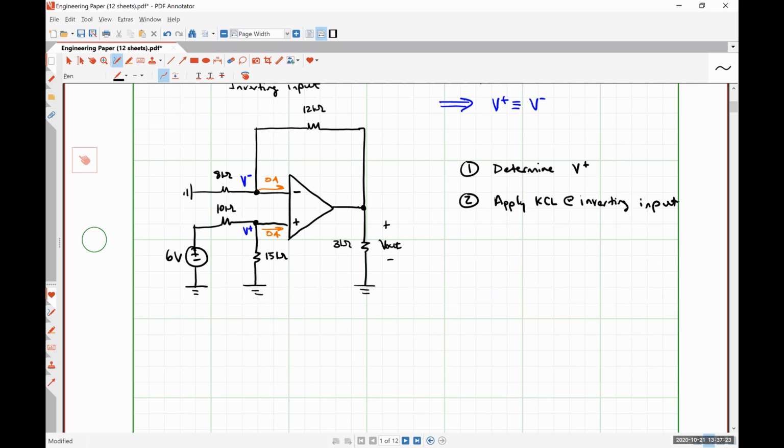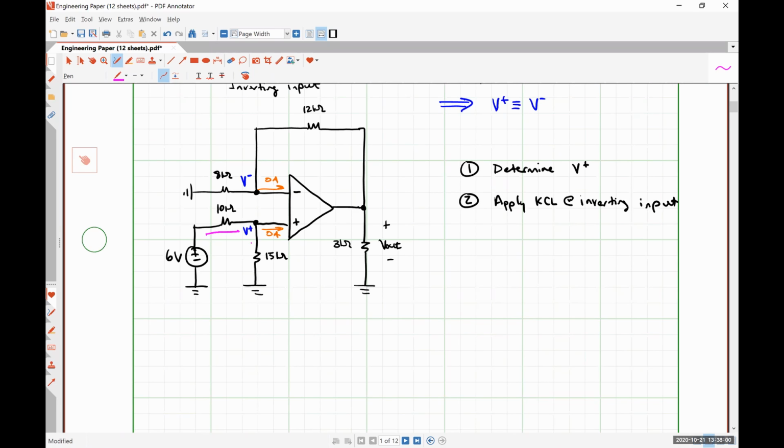So, who among you could suggest a way for us to determine the voltage V plus, the voltage with respect to ground present at the non-inverting input terminal? There are multiple different ways to go about it. What did you suggest? Kirchhoff's voltage law. We can, but we need to recognize something else first. So let's go to this guy in pink.